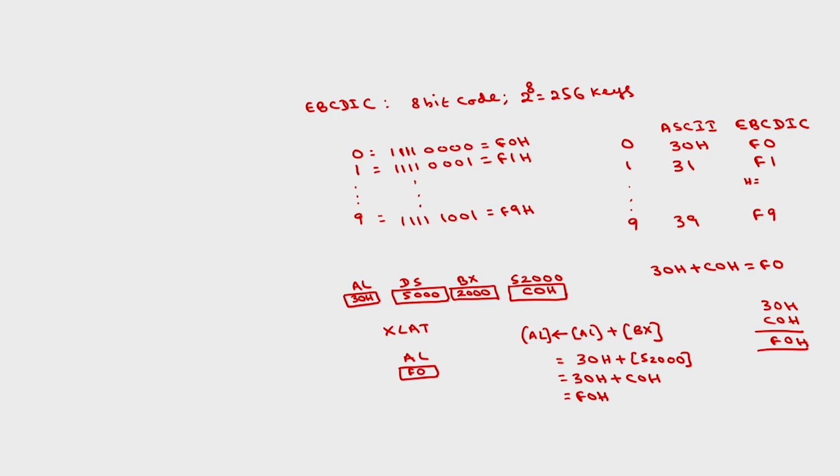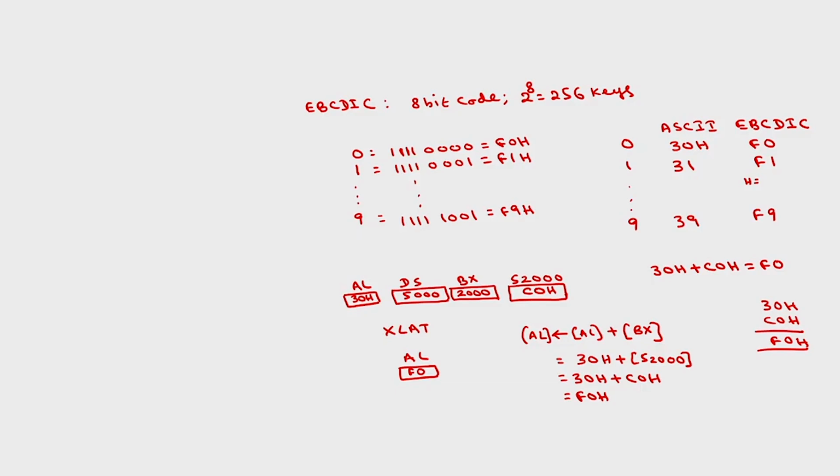So before the execution of this in AL we have 30H, after the execution we have F0H. You see, 30H is the ASCII code corresponding to 0 and this is the BCD code corresponding to 0. Similarly, for 1, we can store 31 here; if I store 32, 33, you will get the corresponding values. If I change this to 31, you will get F1, 32 we will get F2, 33 we will get F3. Like that we can convert ASCII code into BCD code. So you see the importance of this XLAT instruction.